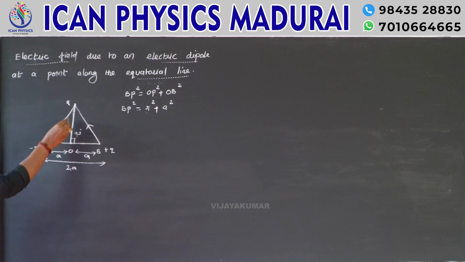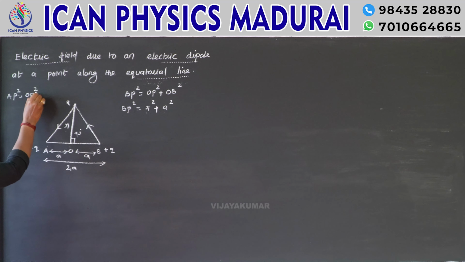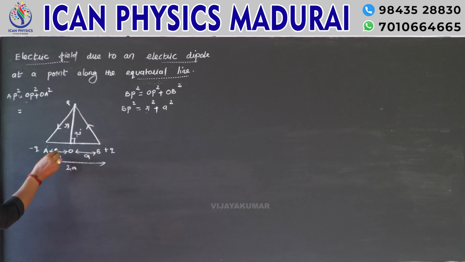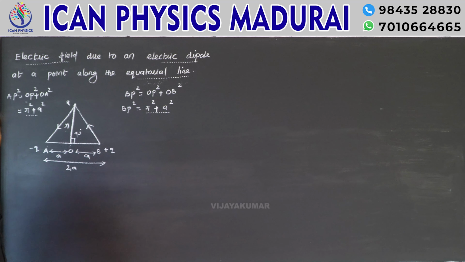Okay, so it also seems to be a right angle triangle. So AP square equal to OP square plus OA square. OP, O to P is r, so r square. O to A is a. So r square plus a square. Okay. Now both of the distances are the same.